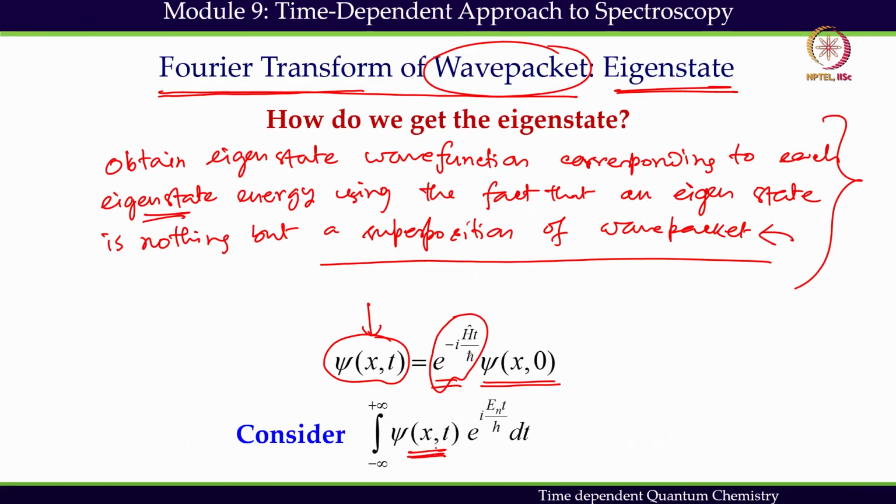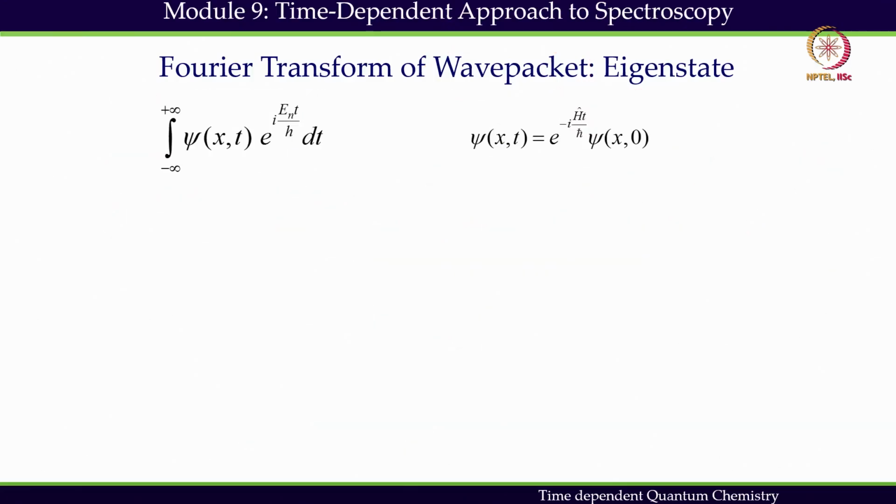And this psi(x,t) will be represented in terms of the time evolution operator. So we will insert that expression for psi(x,t) into this integration, from minus infinity to plus infinity. This psi(x,t) is going to be nothing but e to the power minus i H t by h-bar, then psi(x,0), then e to the power i En t by h-bar dt. That's the integration we have.